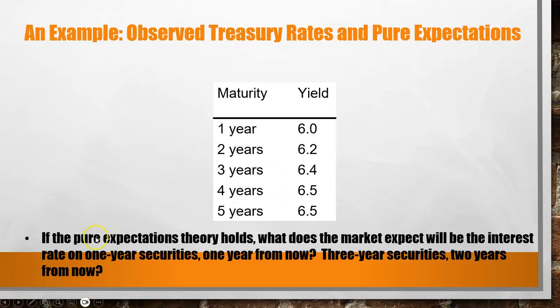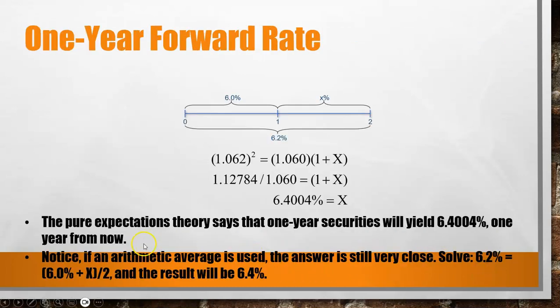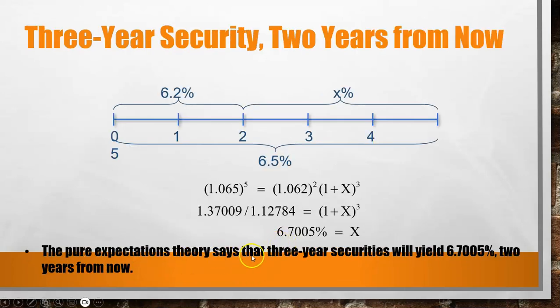An example. So, if the pure expectations theory holds, what does the market expect will be the interest rate on 1-year securities 1 year from now, 3-year securities 2 years from now? The pure expectations theory says that 1-year securities will yield 6.4004 1 year from now. Notice, if you use an average, the answer is still very close, 6.2, and the result will be 6.4. The pure expectations theory says that the 3-year security will yield 6.75, and this is just figuring out the time value of that interest rate.